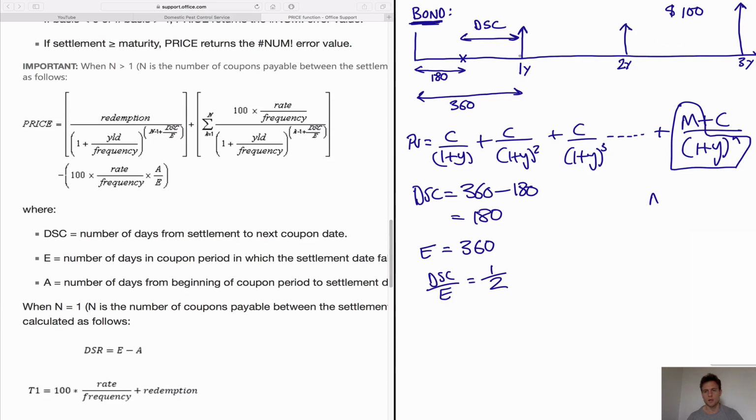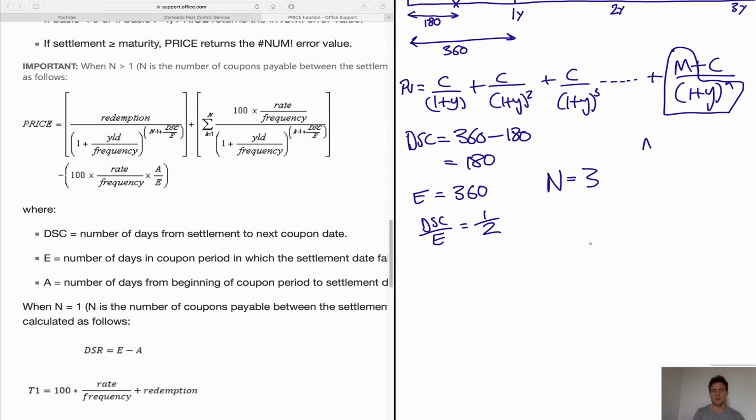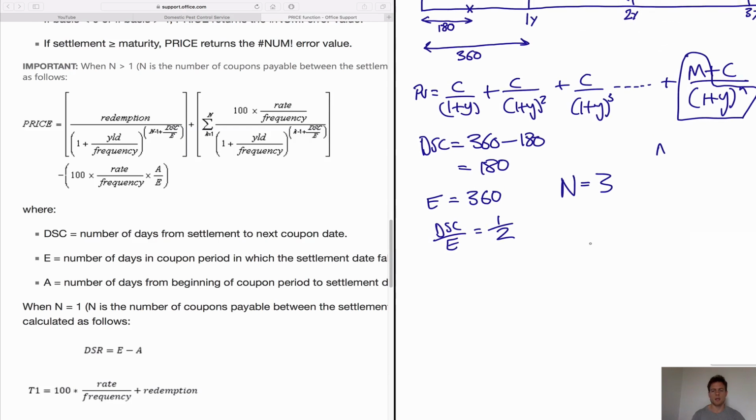So here we have 1, 2, 3, so N in this case equals 3, right? So N equals 3, DSC over E equals 2. So we discount our principal at basically N minus 1, which is 2, plus DSC over E, so basically 2.5, right?